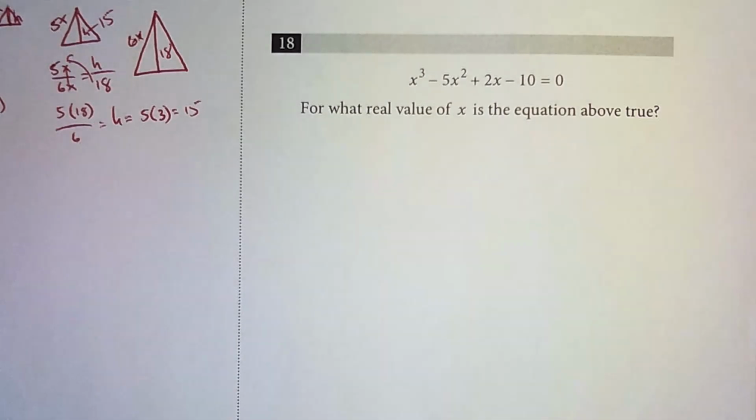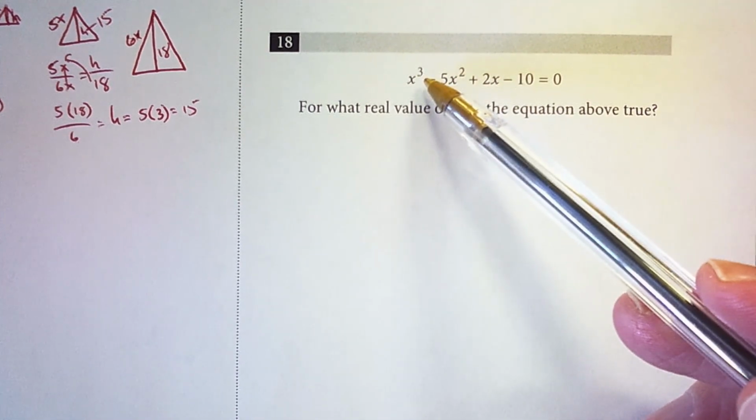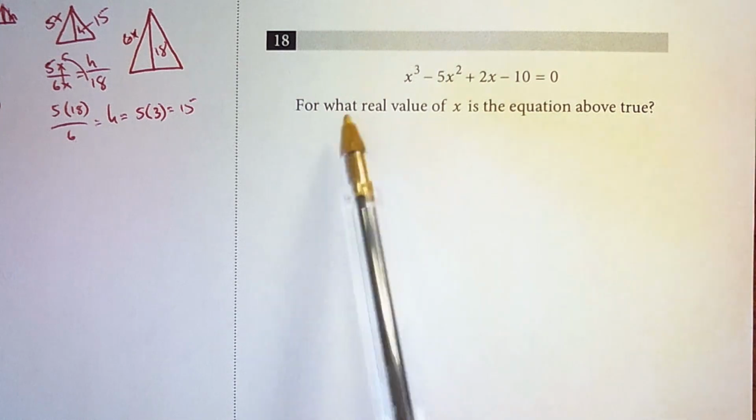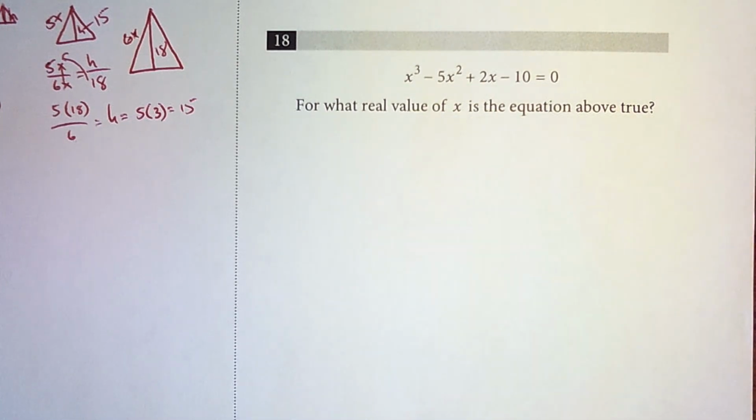Hey everybody, for today's SAT math problem of the day, we are on a no calculator test. For what real value of x is the equation above true? So this equation with a degree of 3 is going to have 3 solutions, but this is hinting that there will only be one real solution, which means the other 2 will be imaginary solutions.